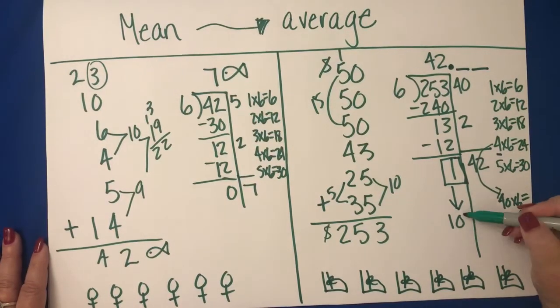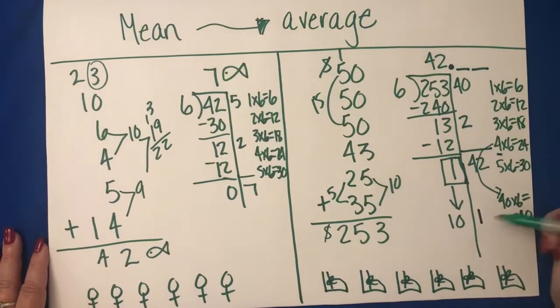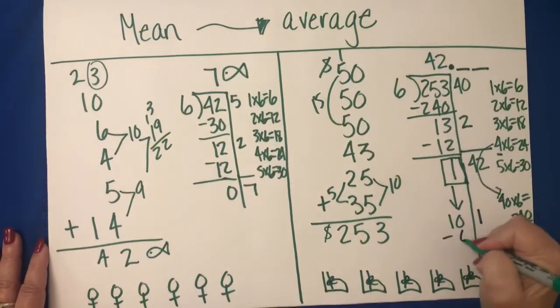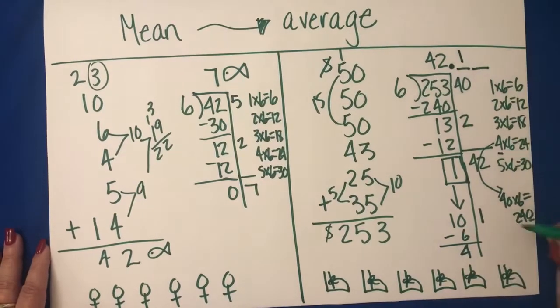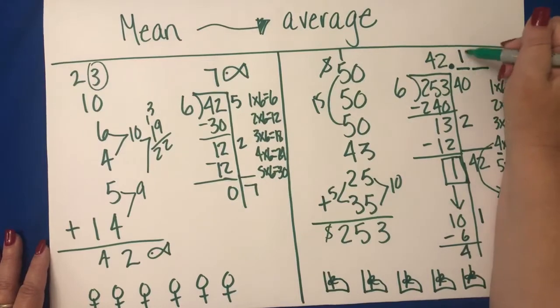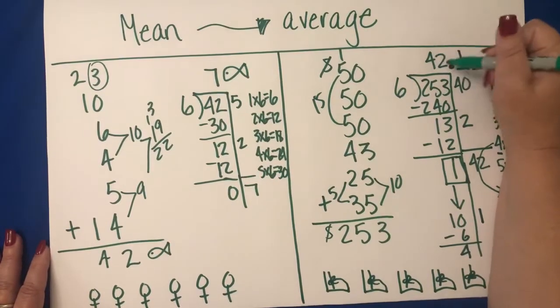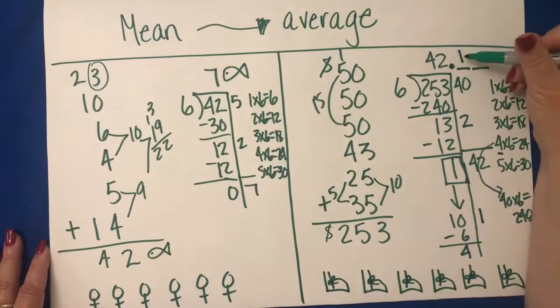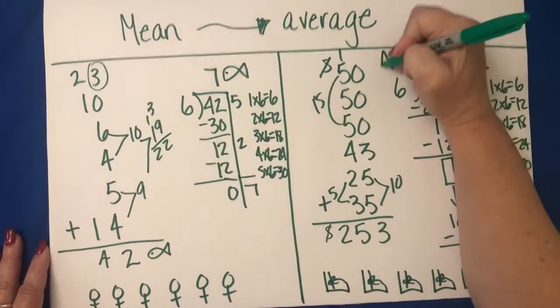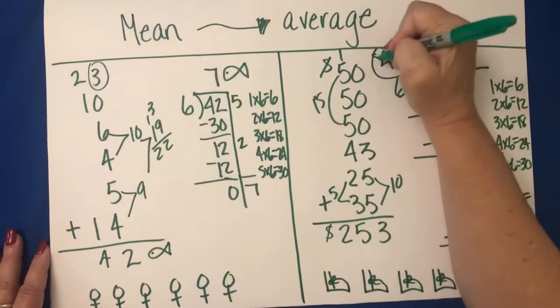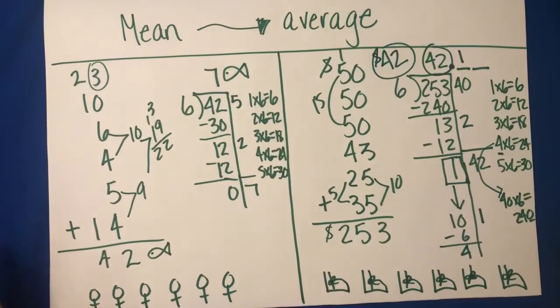So I know that with 10, I could take 1 group of 6 out from there. So 1 is the next number that goes here. And if I want to keep going, now this is enough for me to round this dollar amount. Since it's a 1, I'm going to keep the 42 as it is. So I'm going to say the average cost of the pairs of shoes is $42.